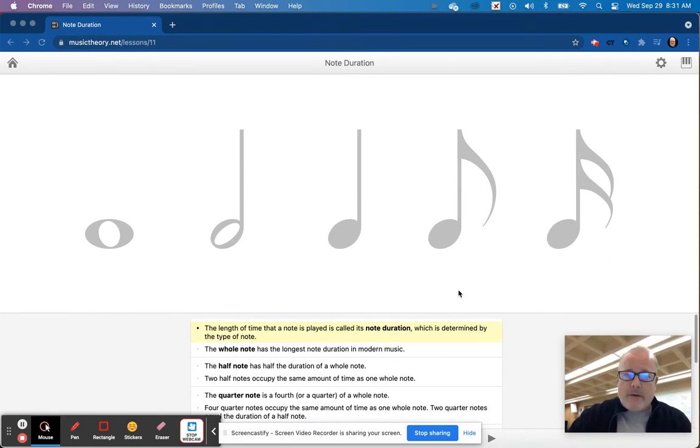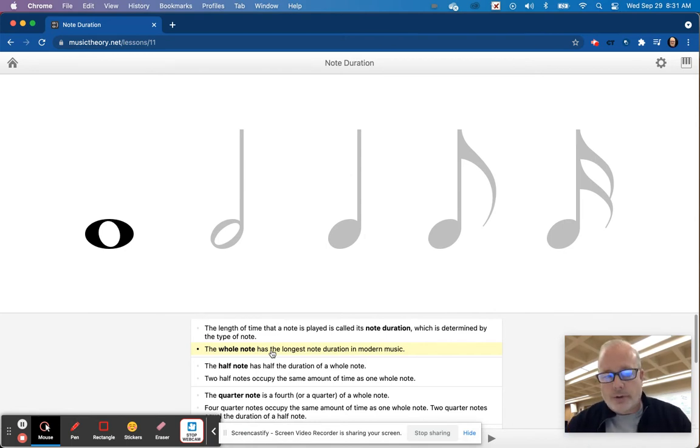But we have right here in front of us all of our notes. And the first one that we're going to look at is the whole note. Kind of looks like a donut. And it's not a full note, but it's a whole note. It is the longest note in modern music. Typically, it lasts for 4 beats, but it also depends on the time signature.